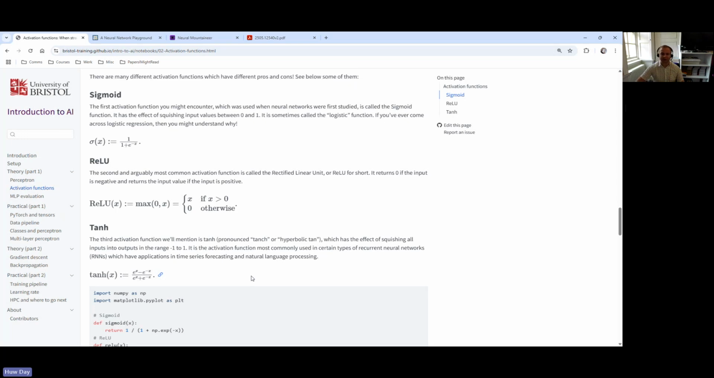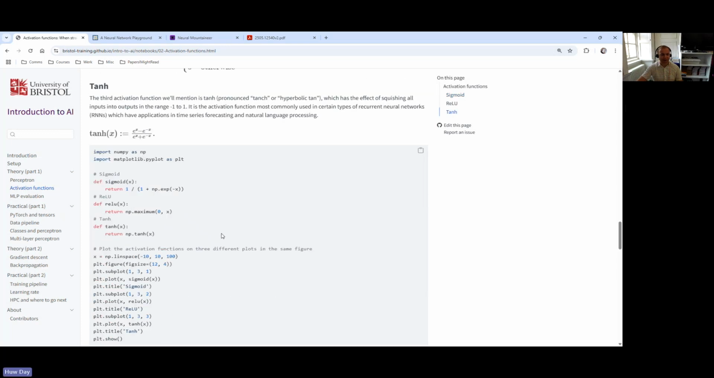But this has the effect of squishing all your inputs into an output range between -1 and +1. And this is commonly used in certain types of recurrent neural networks, which have applications in time series forecasting, where you have a stock price over time and you want to try and guess what it's going to be like tomorrow, but also in stuff like natural language processing as well.